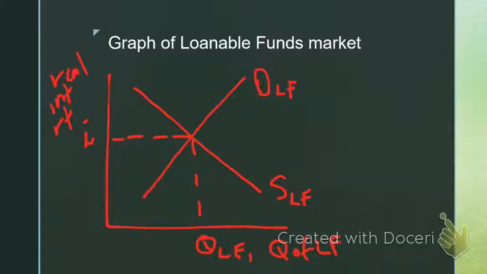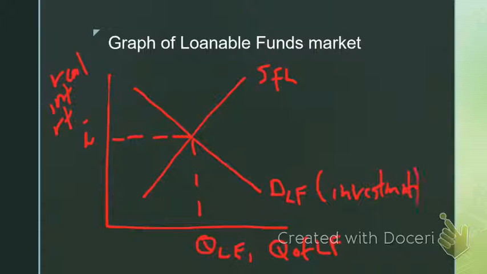Remember, I got them backwards. Demand is always downward sloping. Demand of loanable funds, supply of loanable funds. And remember that the demand is investment. You don't have to put that on the graph, but I'm just reminding you, supply is savers. Okay. Graph of the loanable funds. All right.